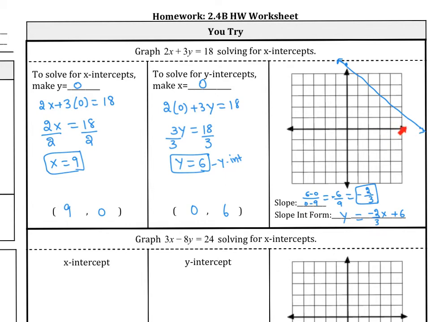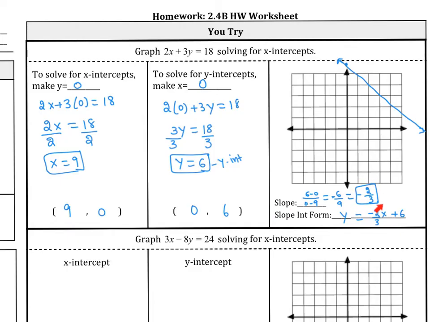Since I don't have a 9, 0, so 1, 2, 3, 4, 5, 6, 7, 8, 9. So I assume that this is 9, 0, and this is 0, 6. So I connected these 2 points to make a line graph. Now it's asking me to find the slope.